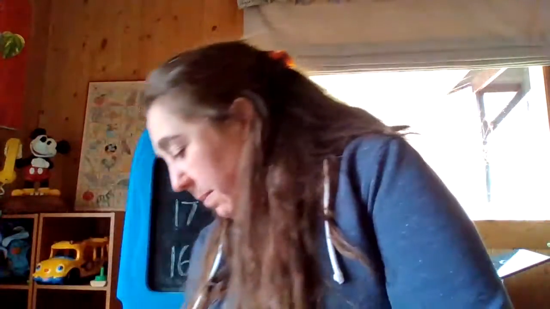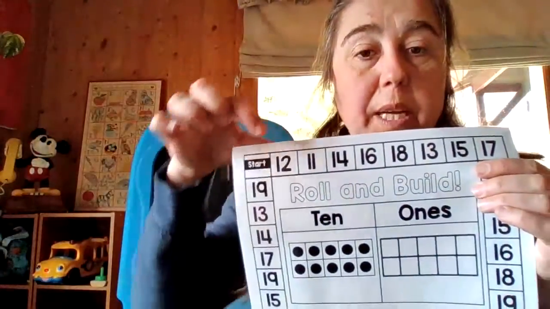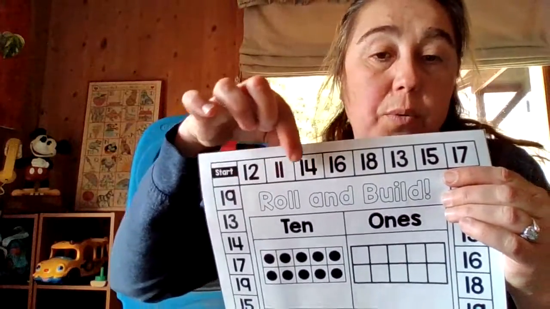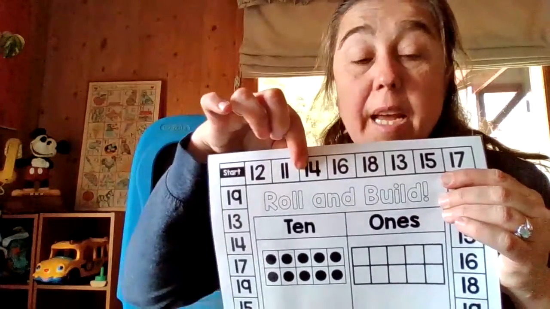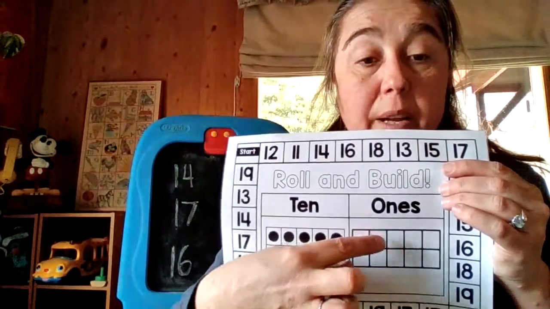It's roll and build. So you roll a dice. You start on the start. You roll a dice. So I got 3. So I'll go 1, 2, 3. I'll look at that number. I'll say, it looks like a 14. It's 10. And then I color in 4 more.